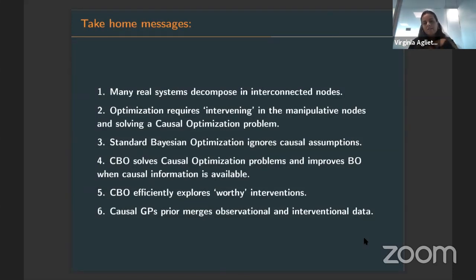So many real systems decompose in interconnected nodes. In order to find the optimal intervention, we need to intervene and solve a causal optimization problem that can be solved using the CBO algorithm. That CBO algorithm improves the Bayesian optimization when we have causal information available that can be incorporated in a causal graph. CBO explores interventions that are worth intervening on, and it merges, with the causal GP prior construction, observational and interventional data. So all this is very beautiful. We can do that. But the problem is, what happens when you have a very big graph? How many GPs do you need to keep in order to solve a CBO problem?